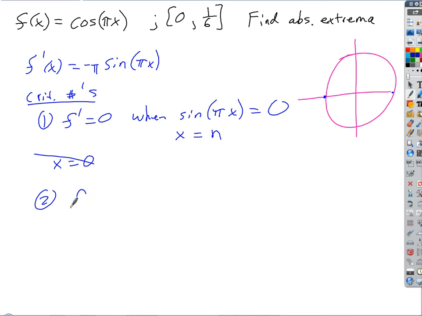And so f prime is nowhere undefined. And so this problem gets pretty easy. There are no interior critical numbers. So what are we really comparing? It's the endpoints. Yeah, that's it.